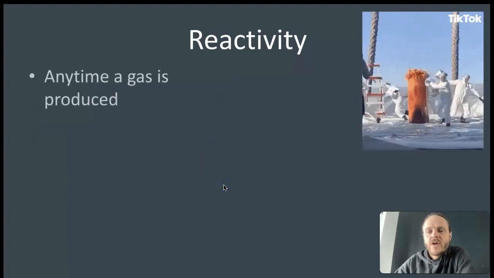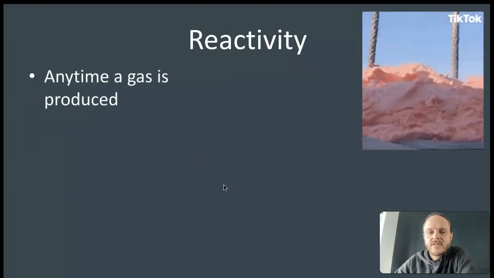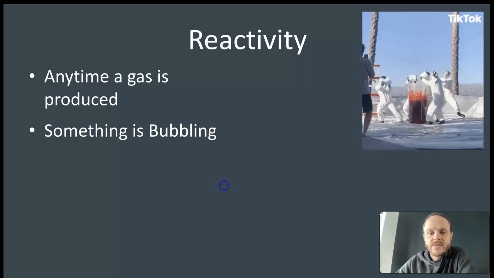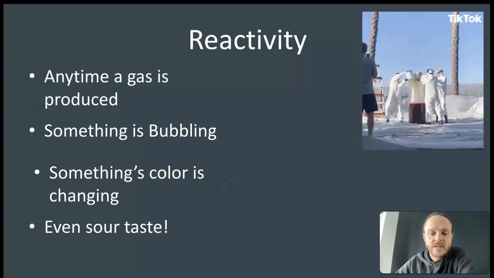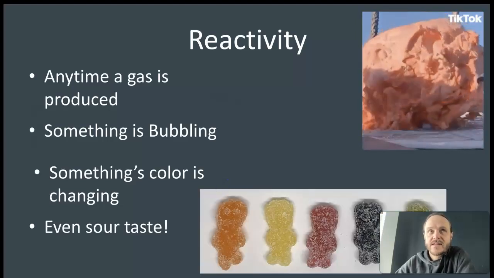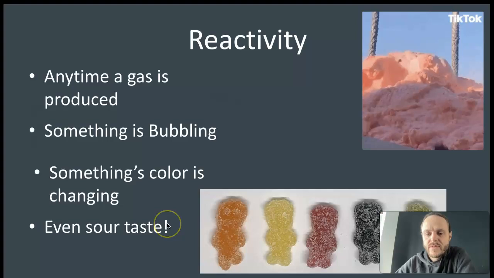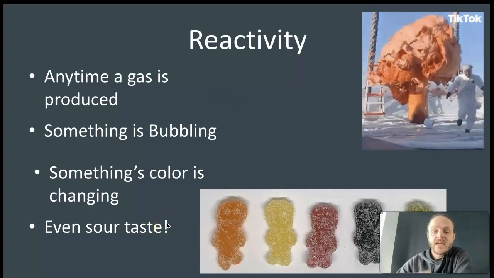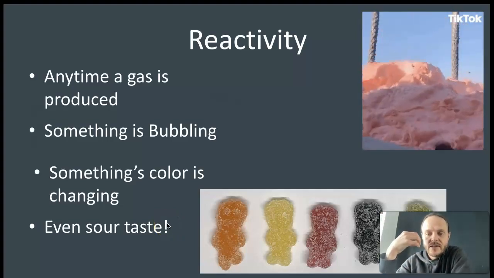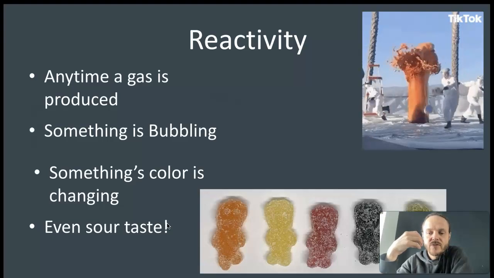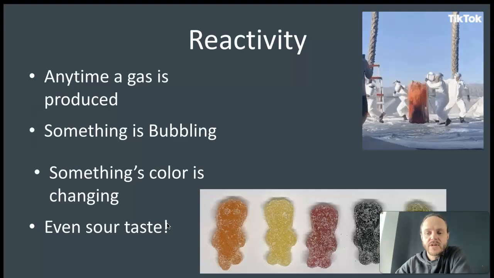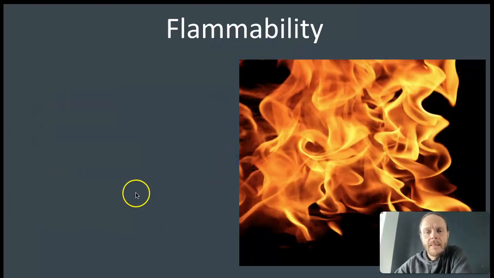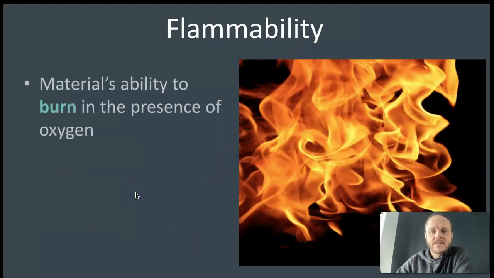Let's look at this. Reactivity is noticed anytime a gas is produced, something is bubbling, something's color is changing. Even a sour taste is an example of a chemical reaction because it's taking the saliva inside your mouth and reacting with the food to produce that sour taste. So that sourness is actually a chemical reaction. All right. Let's write down this.